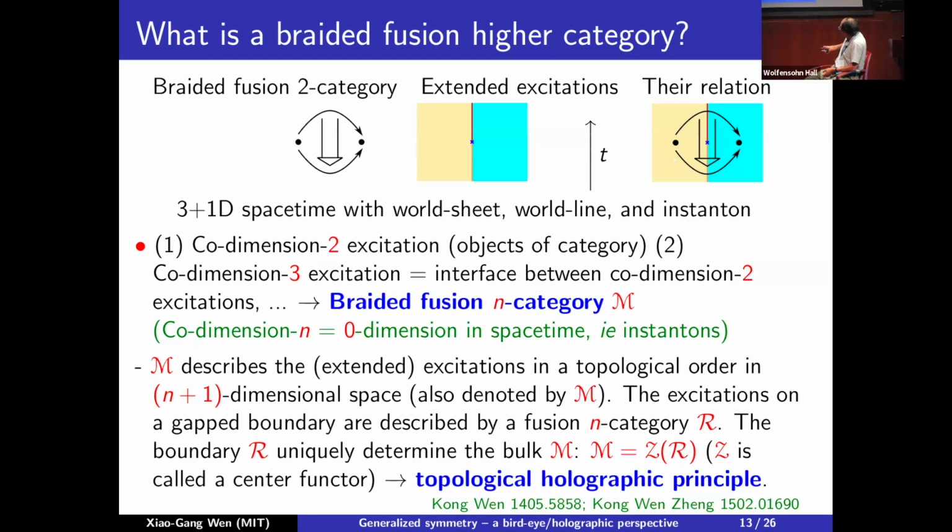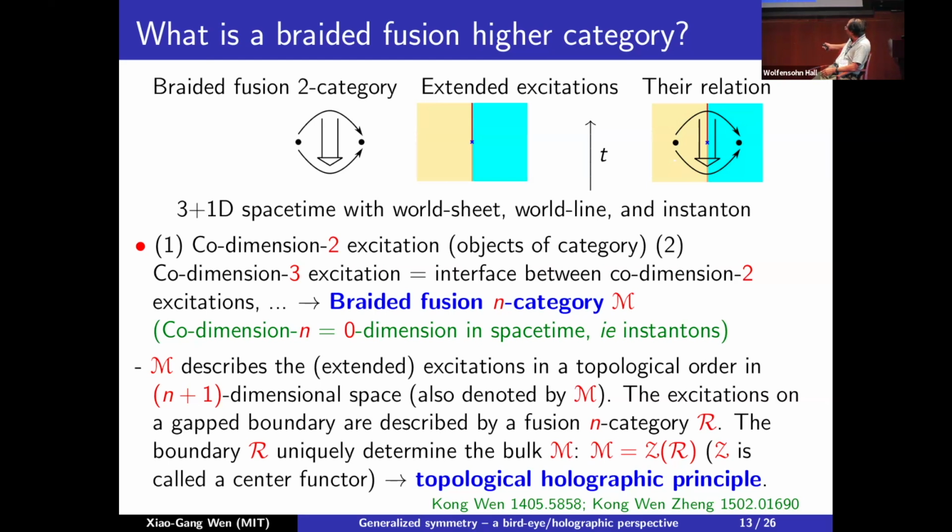Then we have the so-called topological holographic principle. The boundary of a topological order also has boundary excitations, and the boundary excitations are described by a fusion n-category. This fusion n-category describing boundary excitations and the braided fusion category describing excitations in the bulk have a very close relation. The topological holographic principle says that the boundary fusion n-category determines the bulk braided fusion n-category. So the boundary determines the bulk: if you know the boundary, then we know the bulk.